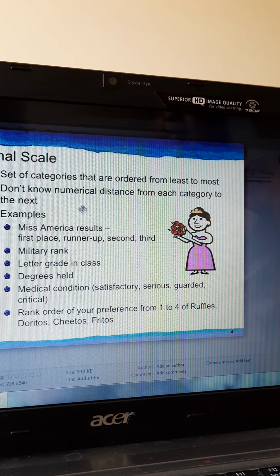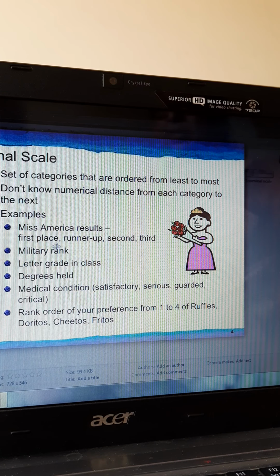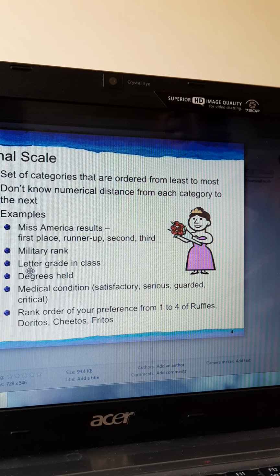Okay? But if you say it is major general, then you know major general is bigger than major. Okay? Letter grade in class: A, B, C, D, four sections are there. Okay? So, ranking, A plus, B plus, C plus, grades, letter grades. Okay? So, D means you are failing, like that.